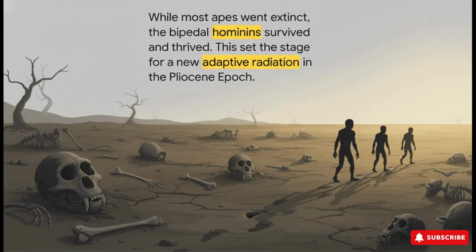So the chimpanzee and human lineages diverged by the late Miocene. While most apes went extinct due to climatic fluctuations and forest fragmentation, the newly emerged hominins, or the bipedal apes, thrived, setting the stage for their own major adaptive radiation in the subsequent Pliocene epoch. We will talk about them in the next video.